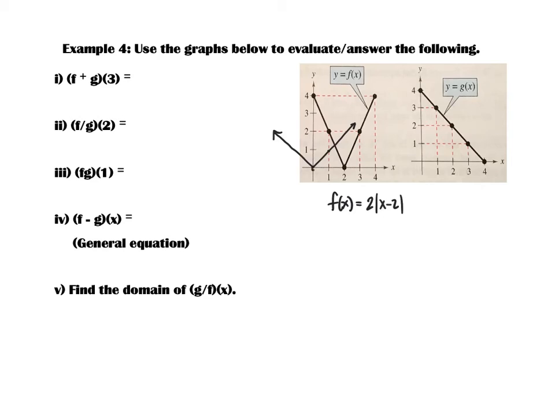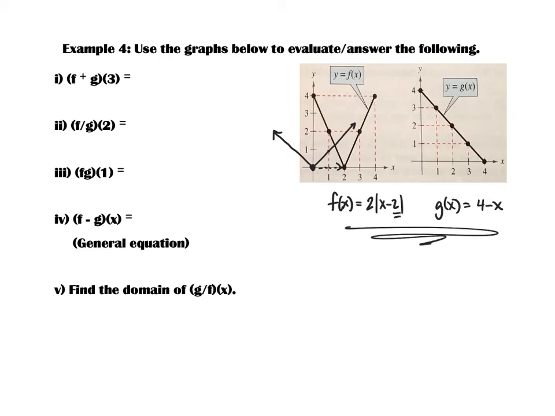But notice that the vertex of our absolute value function has been shifted over 2 units. That's this value. And then the stems of the absolute value have been stretched by a factor of 2. Okay, that's cool. g of x is equal to 4 minus x. This is an equation of a line that has a y-intercept of 4 and a slope of negative 1.